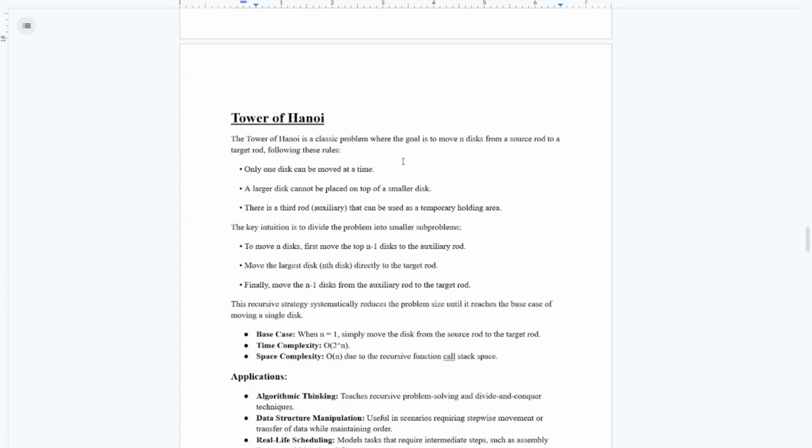Okay, larger disk. So what we want now, we need a helper rod, helper variable. So what we'll do, we'll take three rods. One is the source, then the helper, then the destination. And with the help of helper, we'll try to go to the destination. Okay, you might read these things also.